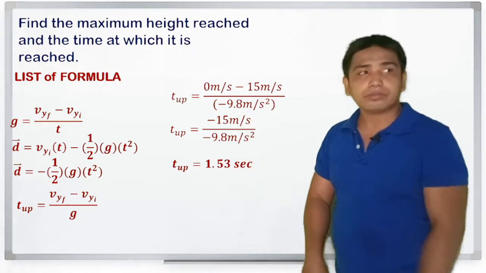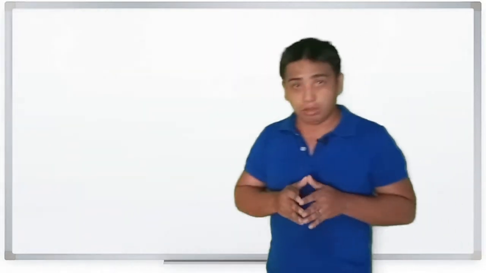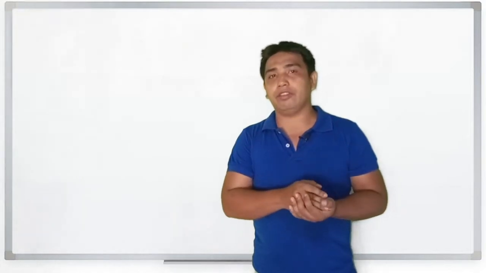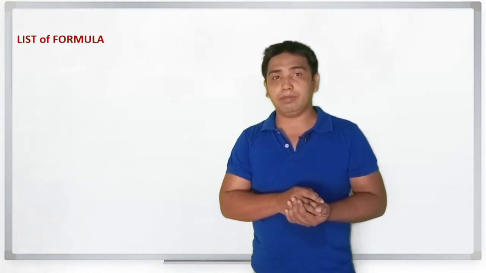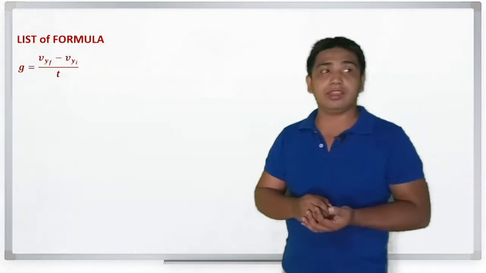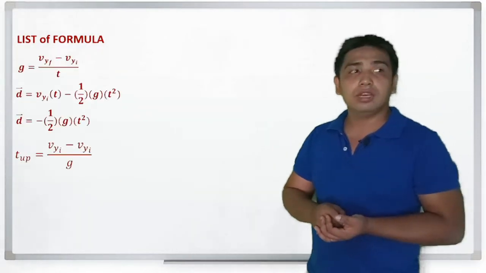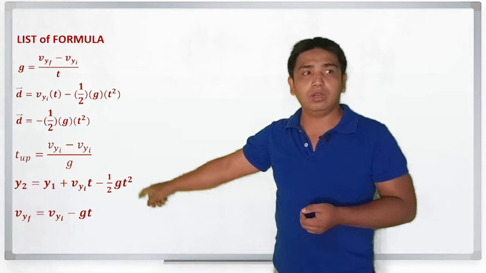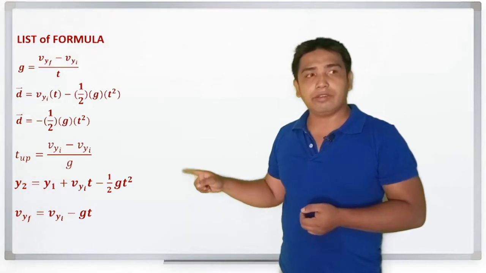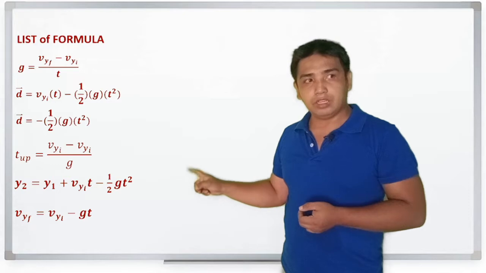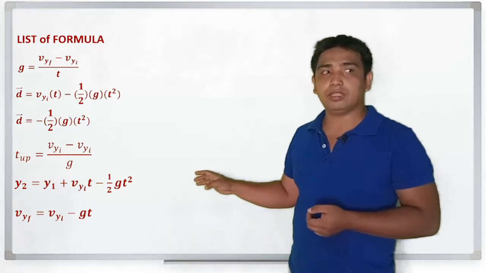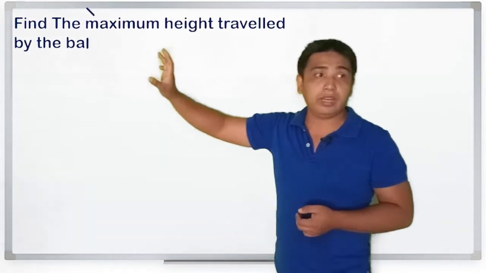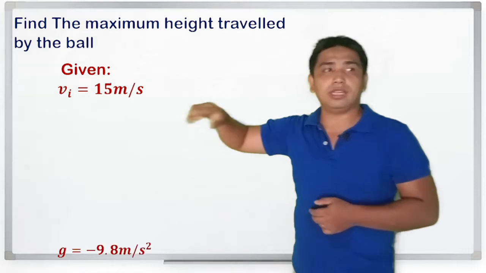Alright, so we can actually solve for the displacement or the height of the ball, or its maximum height, because we have the value of the time. So we can choose from this set of equations this one. So y sub 2 is equivalent to y sub 1 plus VYI times time minus 1/2 GT squared. Alright, so we find the maximum height traveled by the ball. So here is our given. Alright, and then here is our solution.